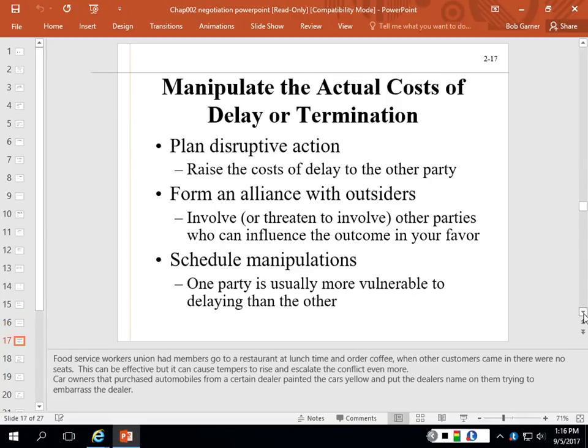All right, so how can you manipulate the cost or delay, plan disruptive actions? And once again, most of you guys aren't going to be in situations where you're going to try to inflict pain on the person you're negotiating against, although one of the most highly negotiated things in the world now is divorce. Okay? 50% of all marriages end in divorce. Is there financial hardship in a divorce proceeding? You think people plan disruptive action or do things during divorce to try to inflict pain on the other party or hold out?